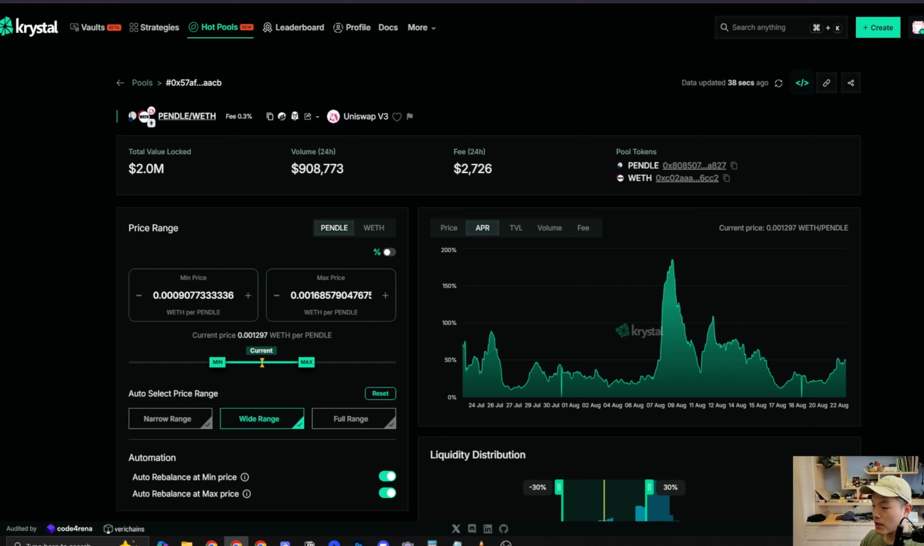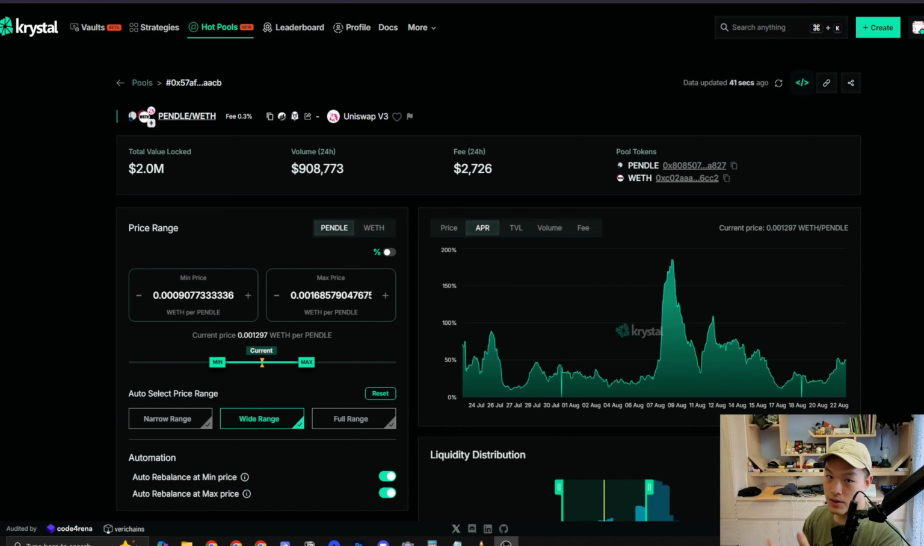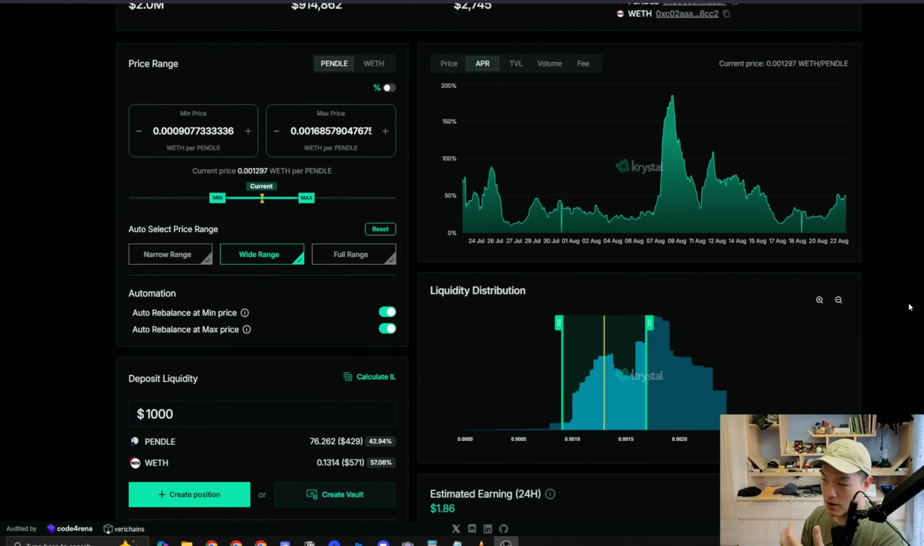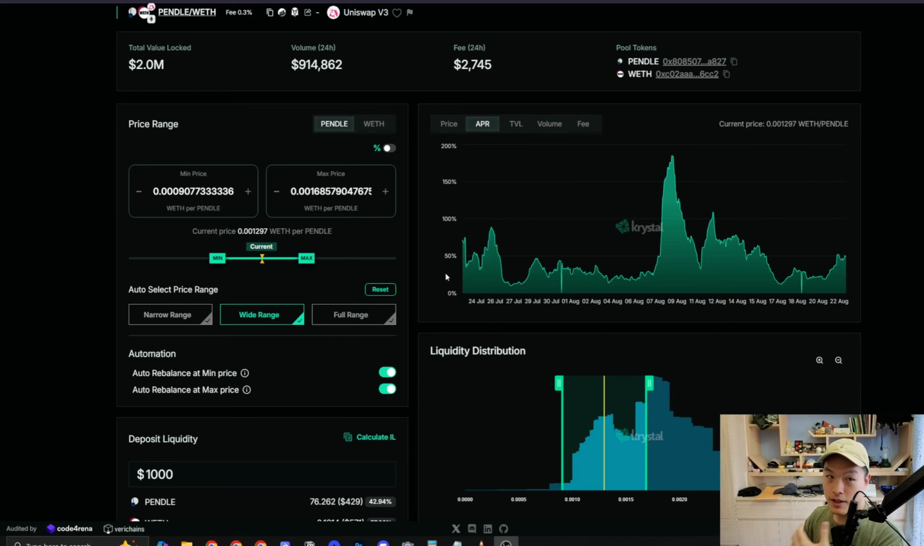So that's the whole process that you guys need to go through when you're comparing the APR for each asset. Make sure that you understand what the liquidity concentration is. You compare the different volumes and stuff like that.